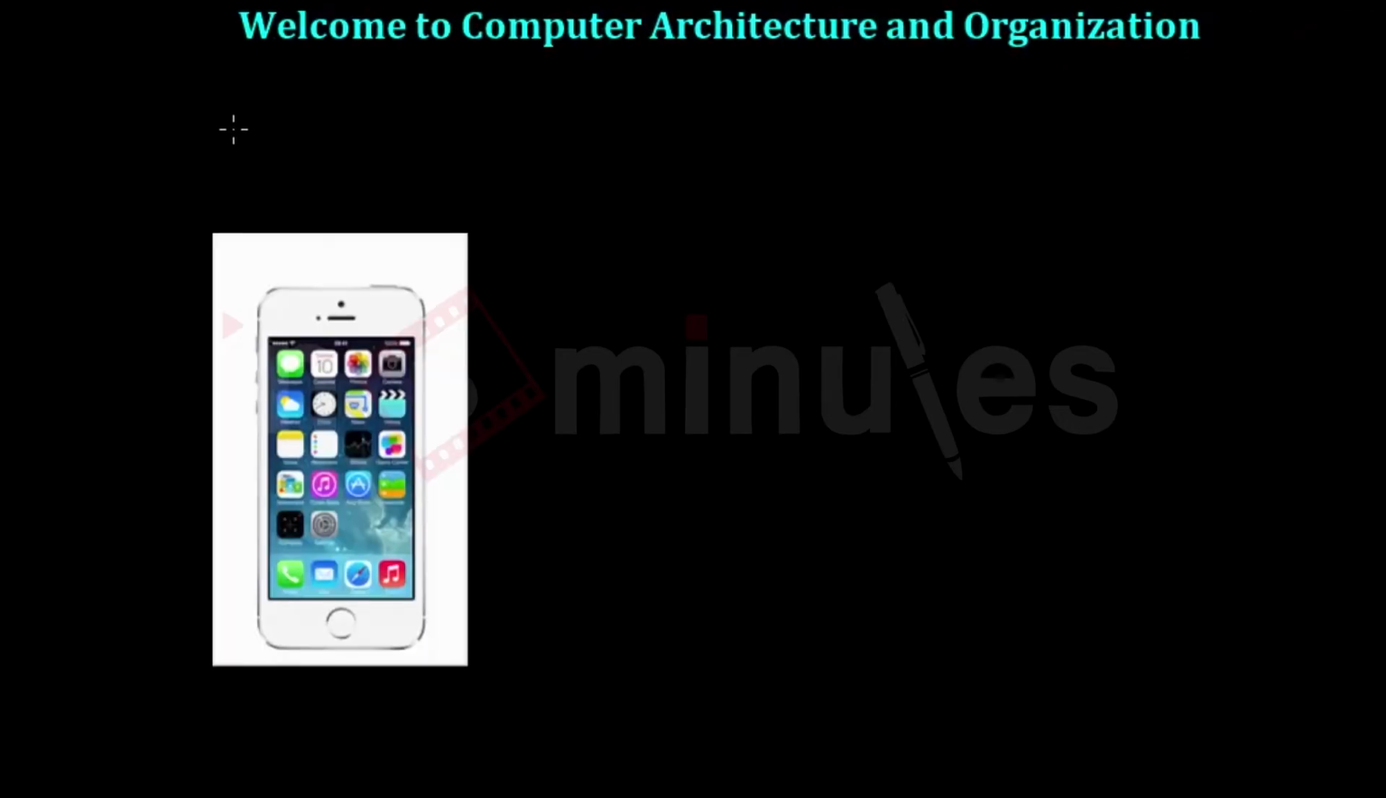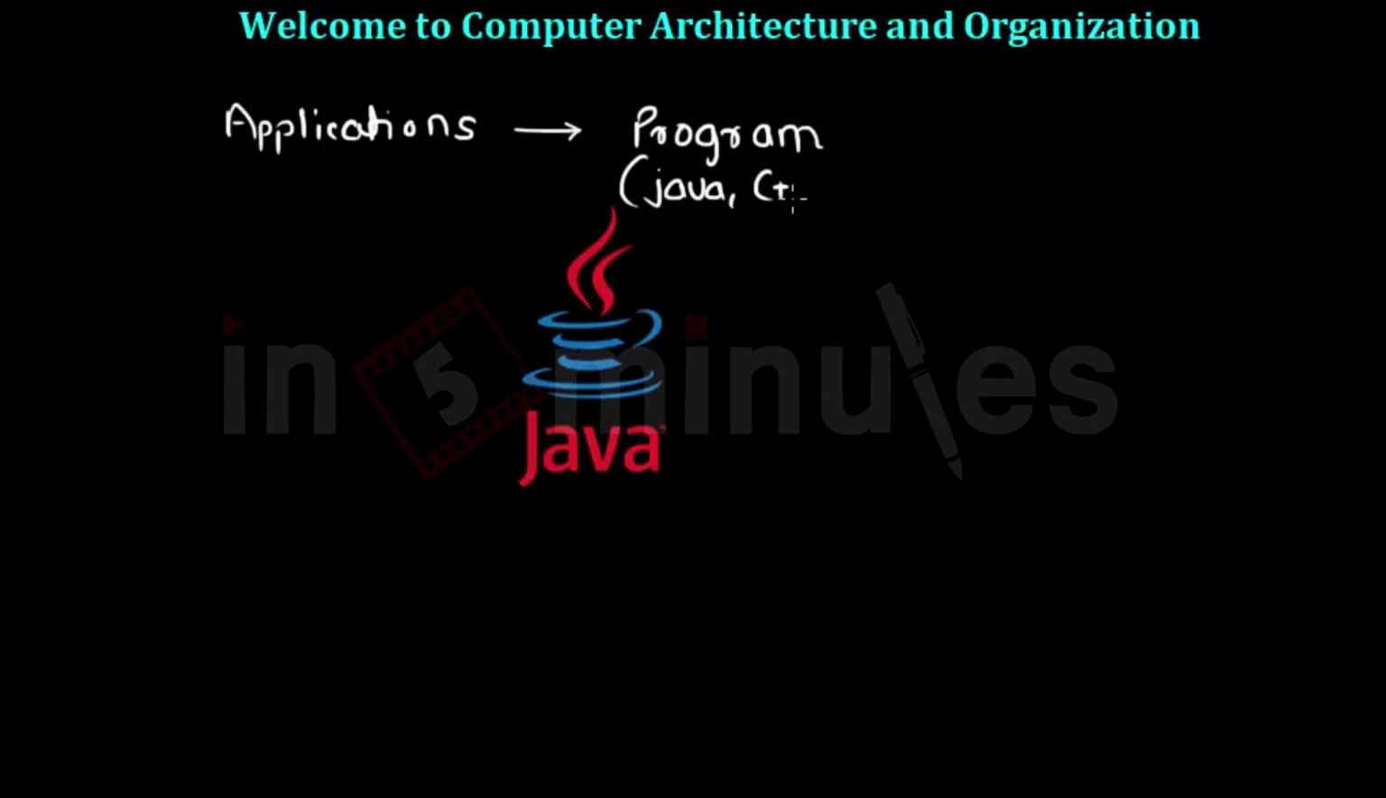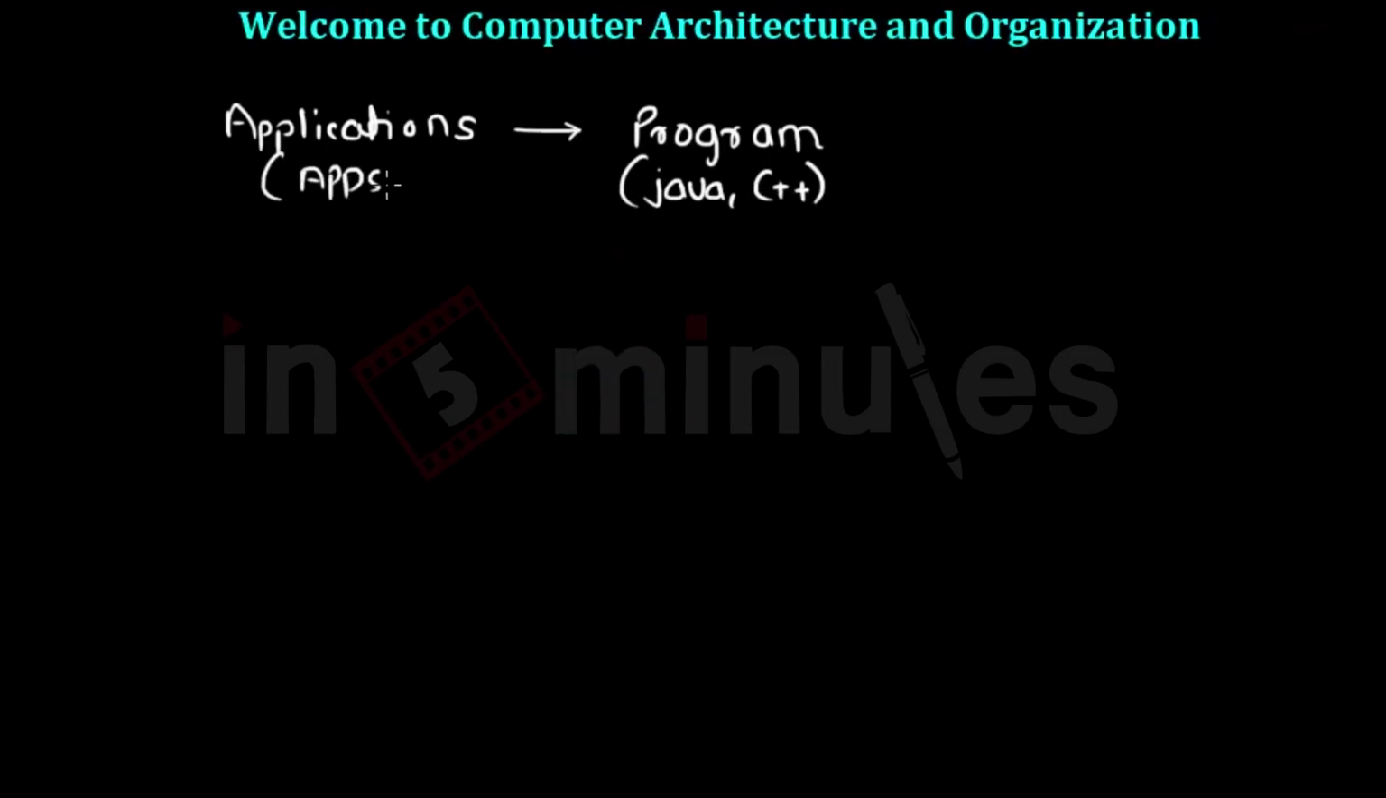In smartphones, to perform different tasks like listening to music or watching videos or playing games, we have different apps, or applications. When these apps are run, the program is executed. So basically for a particular application, the program is written in a higher level programming language, for example Java or C++. Applications, apps for smartphones. Then we go to programs.